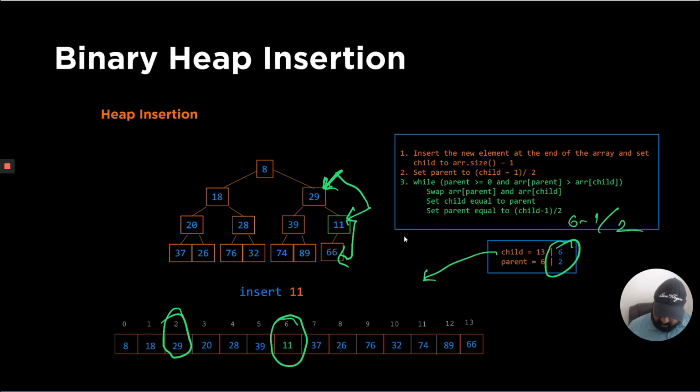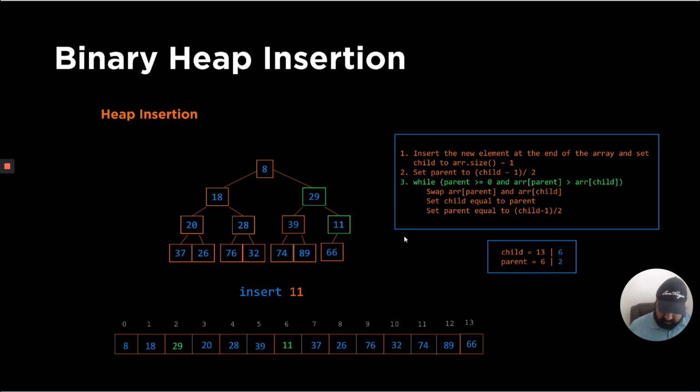Now, since there's a violation, because 11 is smaller than 29, we are going to again do a swap and recalculate the value of child and parent, which is child will now be equal to 2 and parent will be (2 minus 1) divided by 2, which is 2 minus 1 is 1, 1 divided by 2 is 0.5, and the floor of it is 0. So you can see that this condition is now successful because it violates the heap property.